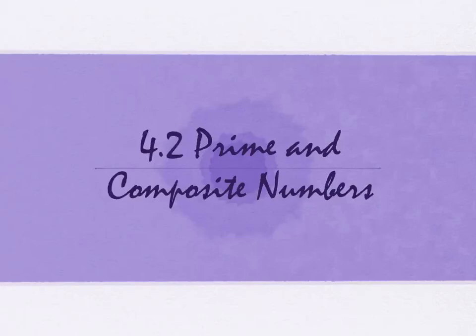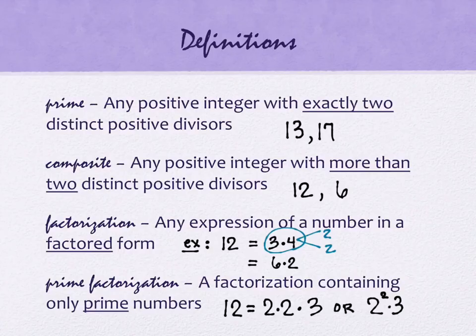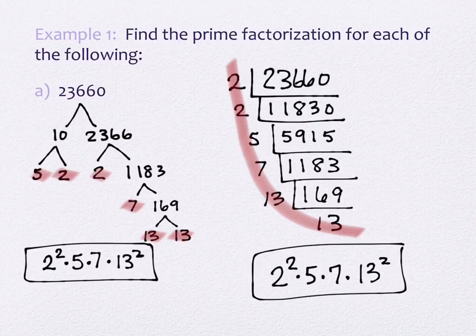Section 4.2, we're going to finish working on today. We're looking at prime and composite numbers, and we had gotten through the point of taking a look at some basic and then also some more extensive factoring techniques. We had specifically looked at factoring with trees and with this division, sort of a lattice algorithm kind of thing.